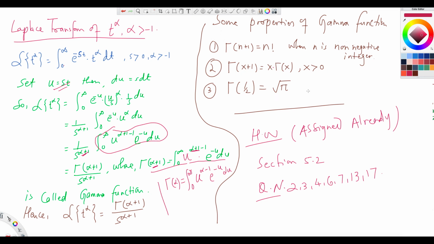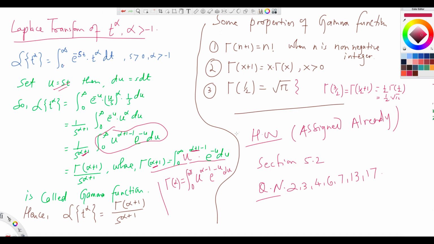And gamma of 1/2 is root pi. This takes some work, so I skip that for now. So gamma of 1/2 is root pi. How about gamma of 3/2? Gamma of 3/2 can be written as gamma of 1/2 plus 1. Gamma of x plus 1 is x times gamma of x, so you can write 1/2 times gamma of 1/2, and gamma of 1/2 is root pi. So basically it is root pi over 2. Gamma of 3/2 is root pi over 2. Similarly, you can do gamma of 5/2, 7/2, like that.